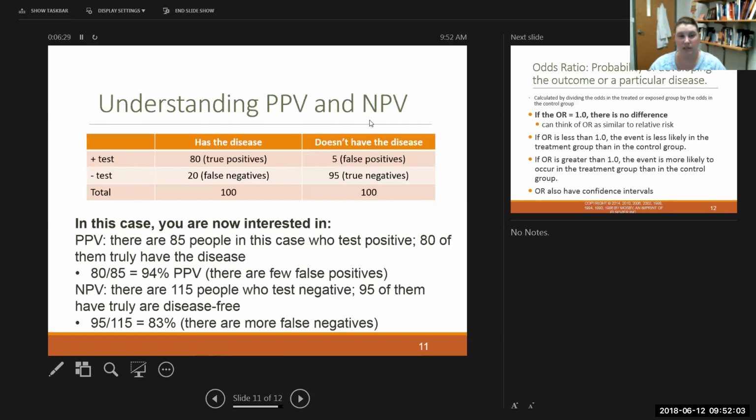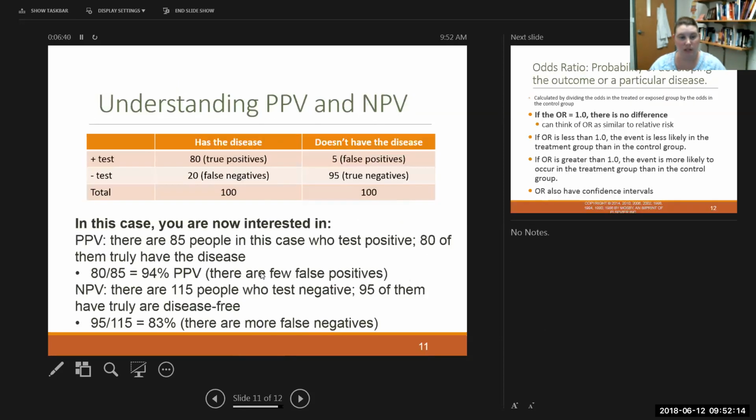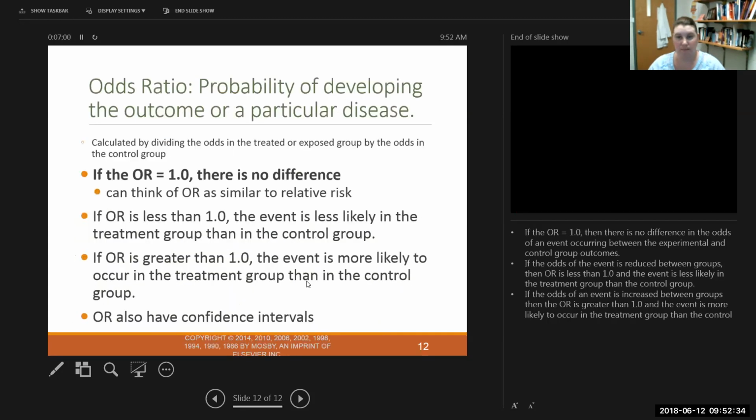The inverse of this is the negative predictive value, which says out of the 115 people, we got 20 here and 95 here, that test negative, 95 of them are truly disease-free. So our rate for negative predictive value is 83%. There are more false negatives in this testing than false positives. So just an interesting thing to keep in mind as you're reading studies.